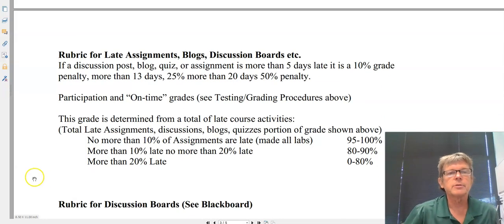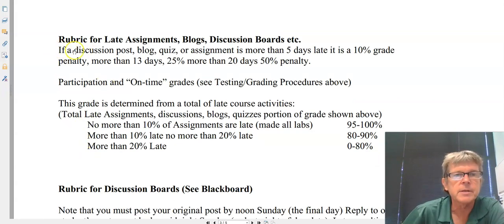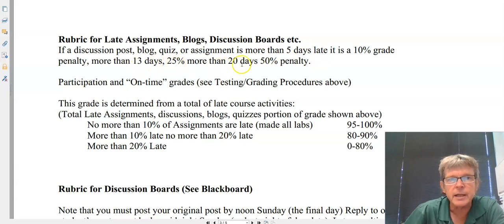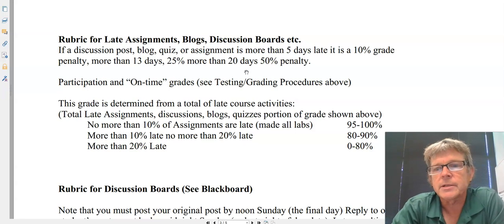Okay, here's the rubric for late assignments and blogs. That's what I was talking about earlier. If you miss a discussion post or a blog by 5 days, I said 5 days here, it's 10%. More than 5 days, up to 13, is 25%, and more than 20 days, that's 3 weeks, 3 weeks late, that's a 50% penalty.